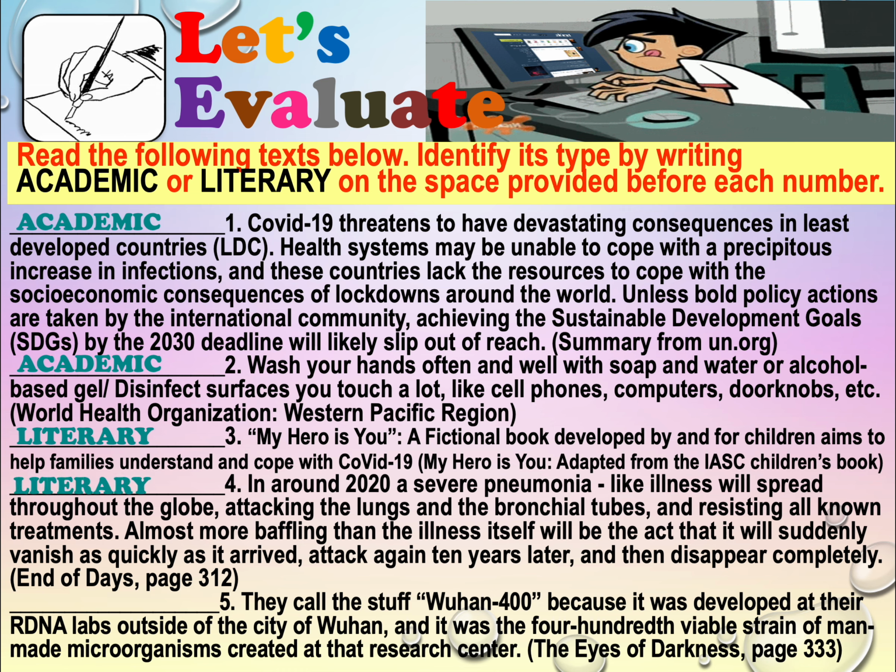And the last one, number 5: they called the stuff Wuhan 400 because it was developed at their RDNA labs outside of the city of Wuhan. And it was the 400th viable strain of man-made microorganism created at the research center. This one is from the novel entitled The Eyes of Darkness, page 333. What is it? Yes, it is from a novel, therefore it is literary writing.